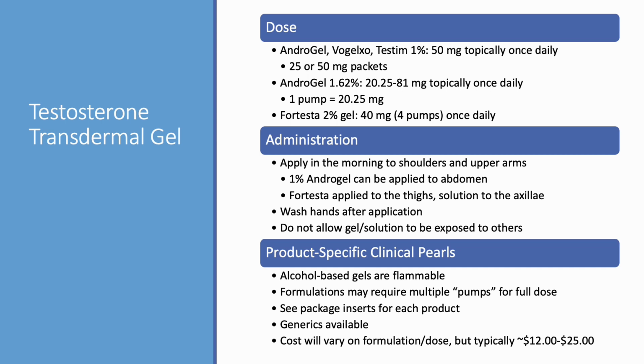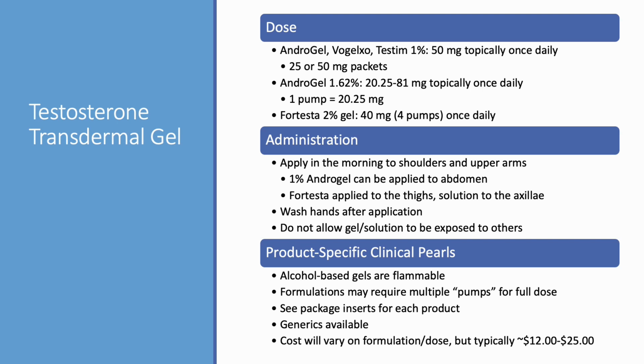They will be applied in the morning to the shoulders and upper arms. The 1% AndroGel can be applied to the abdomen, and the Fortesta can be applied to the thighs, or if it's the solution, to the axillary region. It is important to wash hands after application due to the risk of secondary exposure for females. And then the alcohol-based gels are flammable, so it's always important that patients know that. They also need to know that there may be multiple pumps involved.